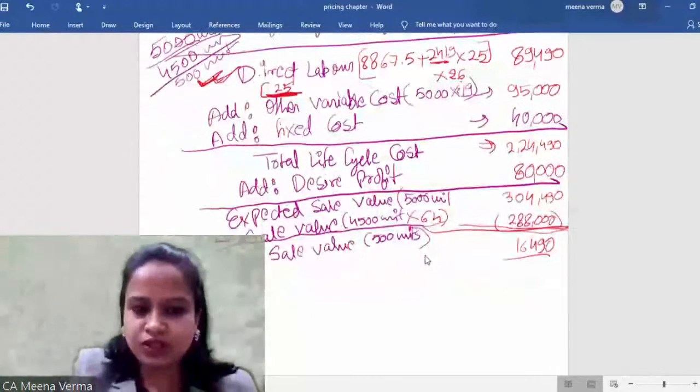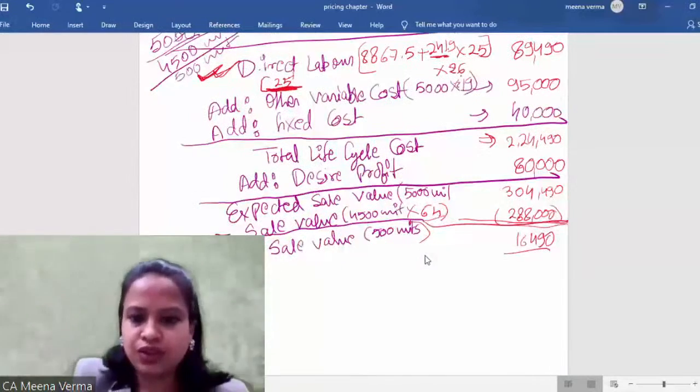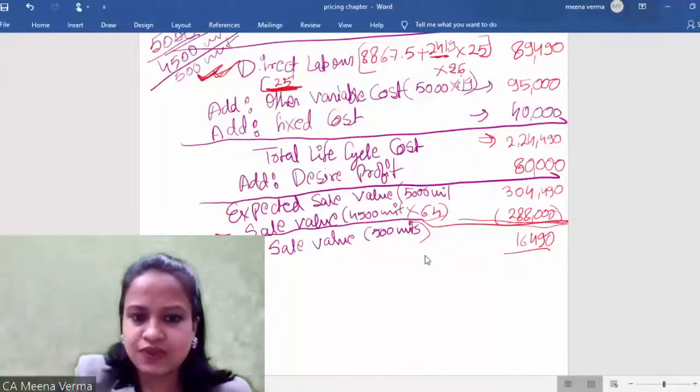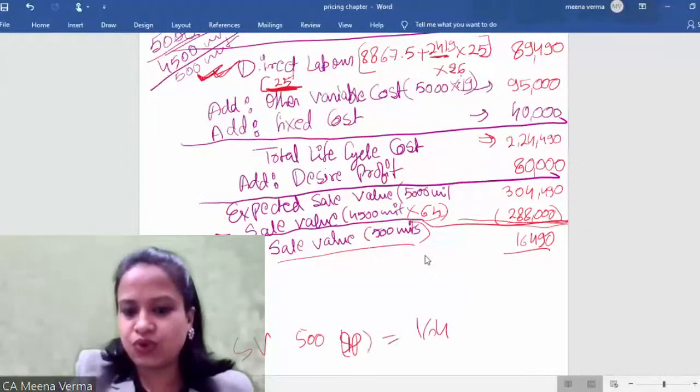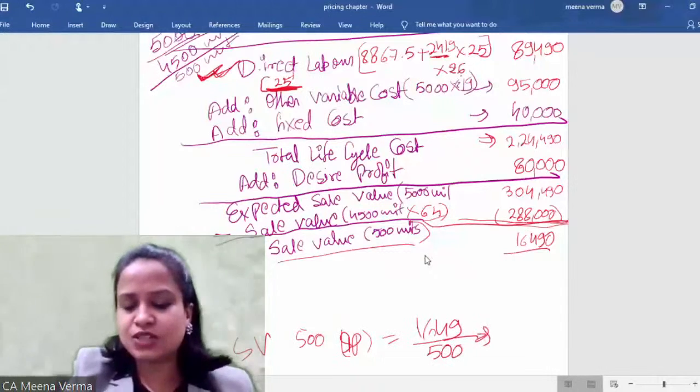If you want to calculate the price per unit, you can do one thing. Sales value for these last 500 units, sale price per unit, if you want to calculate, 16490 divided by 500. You can find the sale price per unit also.